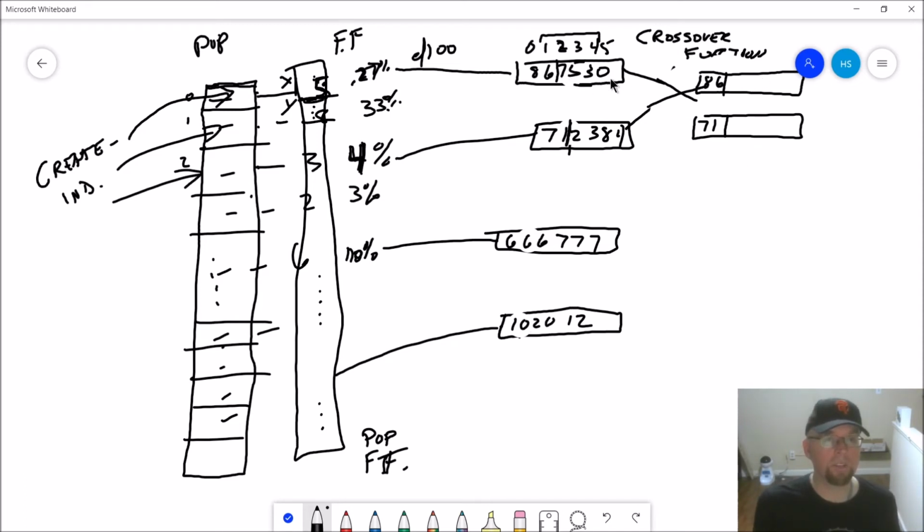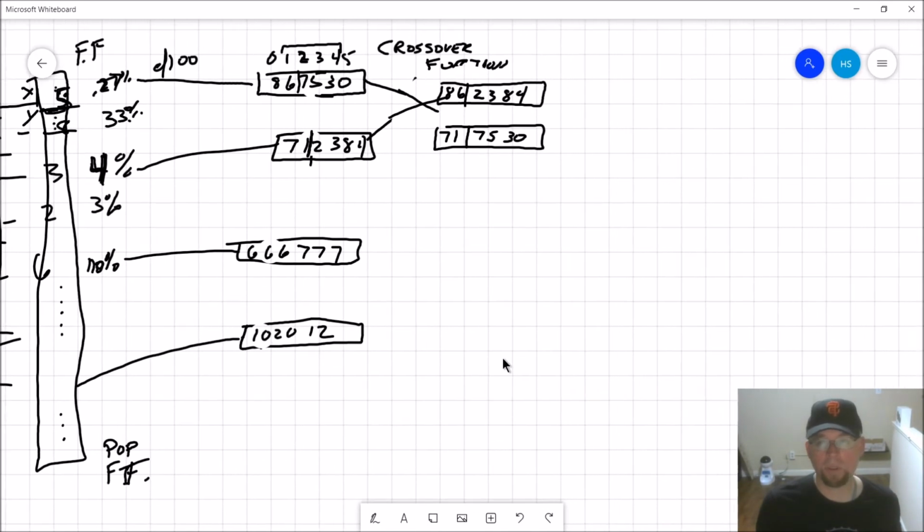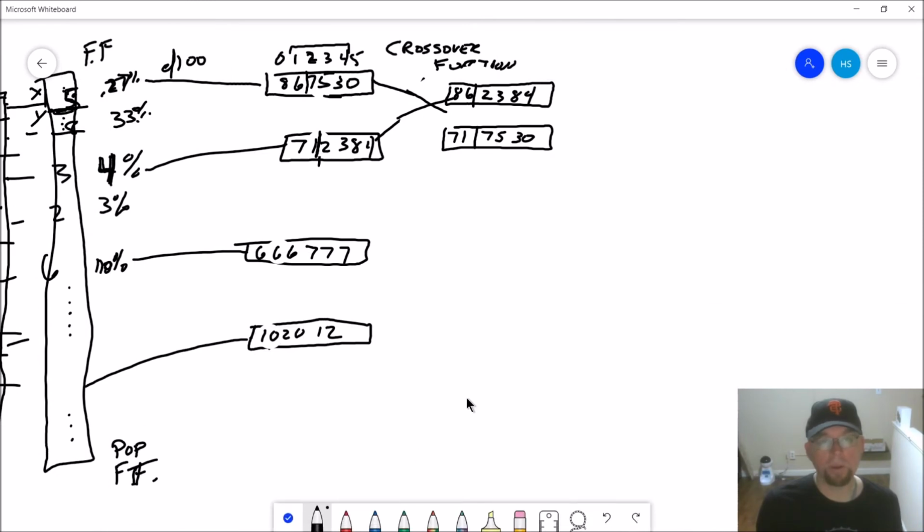But anyway, so the 7530 and the 2384, they switch, right? So this becomes 7530, and then this becomes 2384. So there's the swapping of genetic information from the parents to the children, okay? And then that would happen for all the pairs that have been paired off. Okay, and then there's one more step, and that step is mutation.